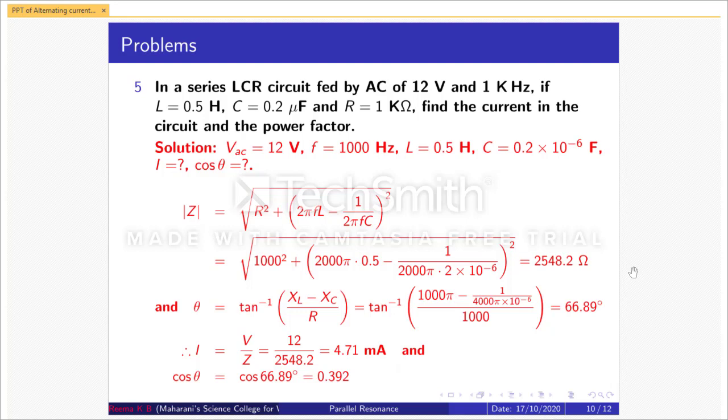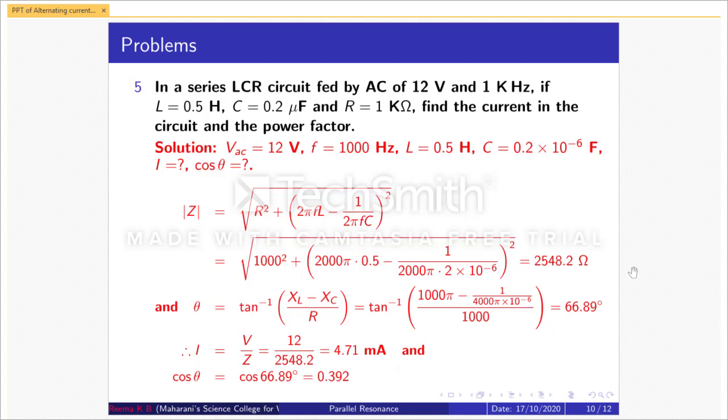We get Z = square root of R square plus (2 pi F L minus 1 over 2 pi F C) whole square. Substituting for R, pi, F, L and C in the expression for Z, we get impedance Z = 2548.2 ohm and theta = tan inverse of (XL minus XC) by R. Substituting for XL, XC and R in the expression for theta, we get theta = 66.89 degree.